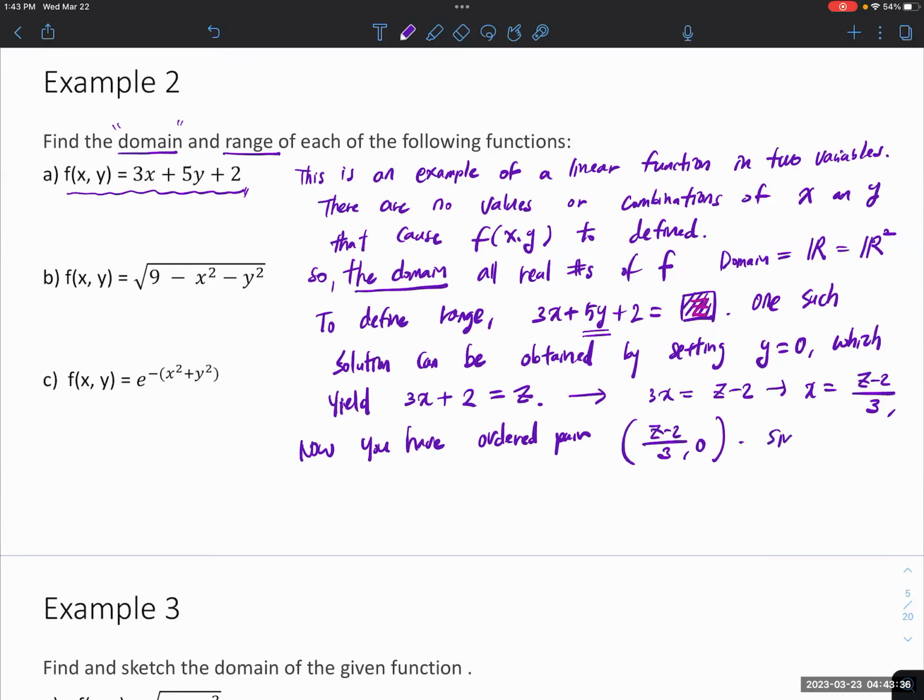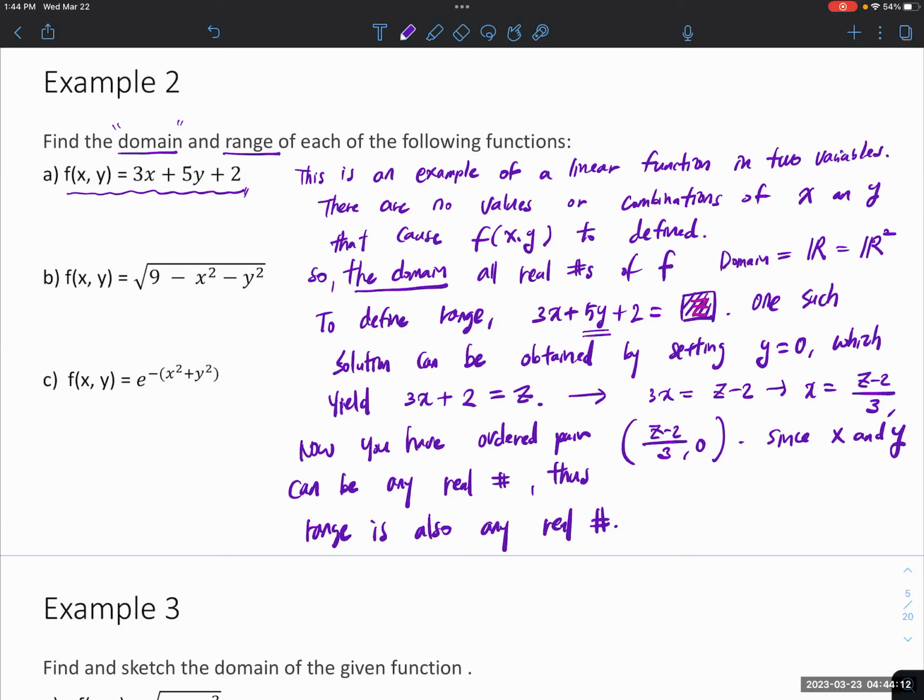Since x and y can be any real number in this question because it's linear, whatever the outcome, the range is also any real number. So in this question, the domain and range both are real numbers in 2 dimensions. That's the answer. I wrote a lot, but the idea is, what are the possible numbers for the domain? What are the possible outcomes in the range?